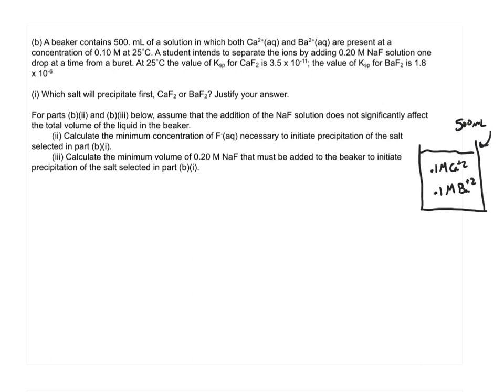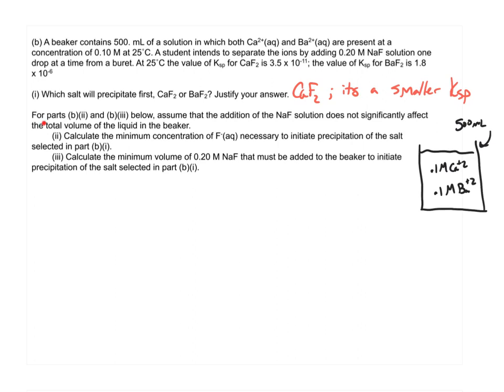Now remember, I said the smaller the number, the less soluble. So comparing these two numbers, the CaF2 will precipitate out first because it has the smaller KSP value. And again, I know that by comparing the two values of KSP of the two fluorides, the one that's smaller, or the one that's times 10 to the negative 11th, is going to precipitate first.